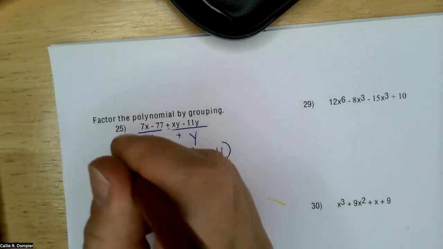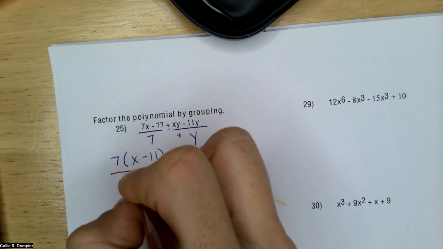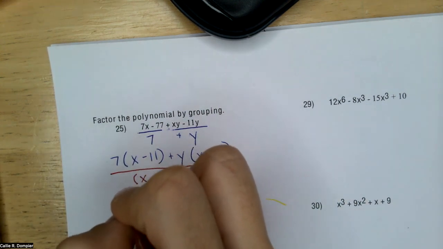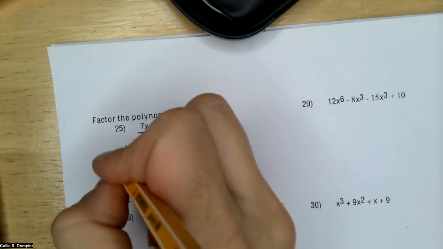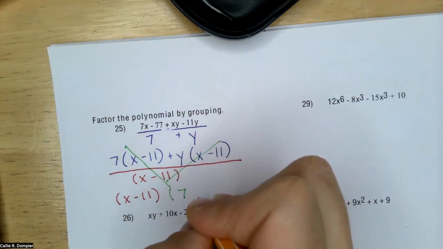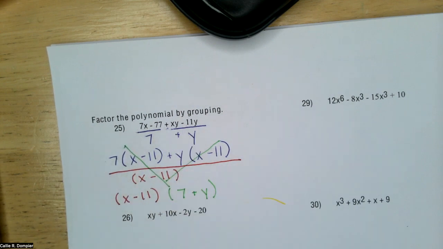Now I see a greatest common factor of x minus 11. X minus 11 and 7 plus y. Good. And if you multiply that back out, you'll get these 4 terms. Okay.